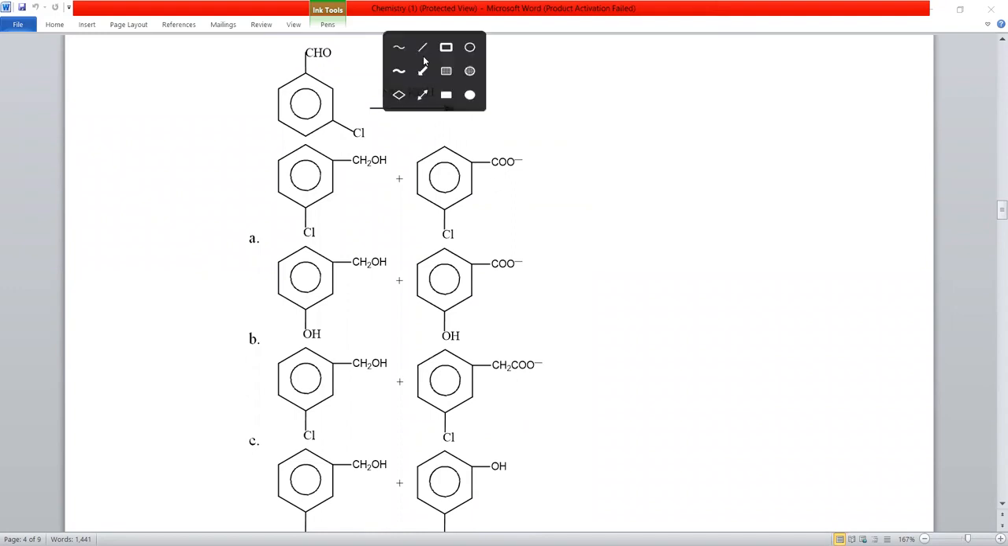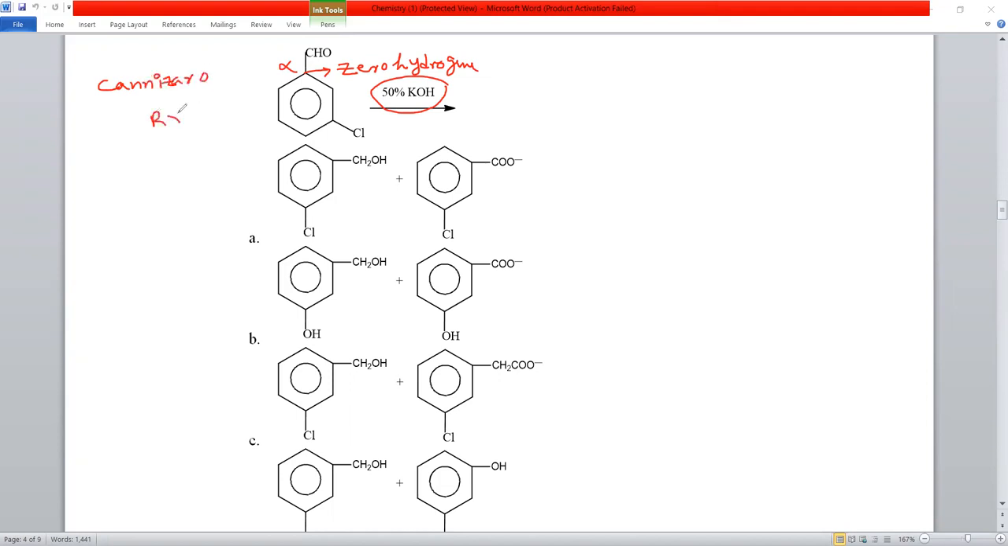Check, student, what is the reaction with 50% KOH? They have given nothing but a strong base, and the alpha carbon has zero hydrogens here. Zero hydrogen at the alpha position. So what reaction is this? It's a Cannizzaro reaction, one of the famous name reactions.